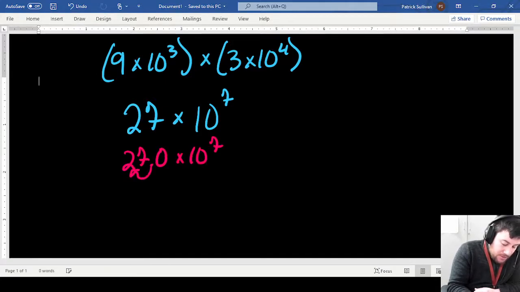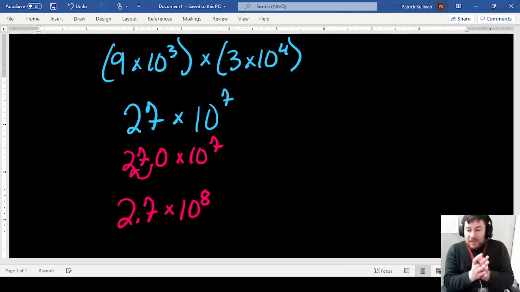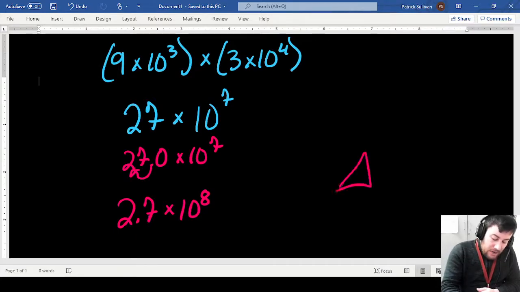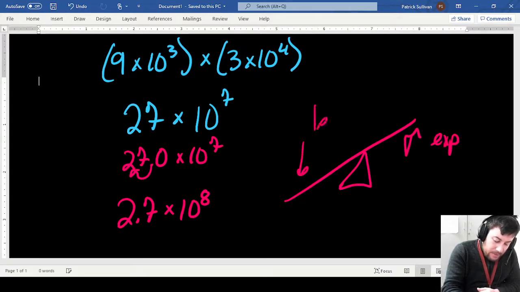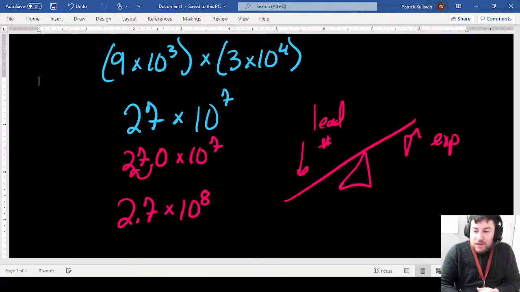Shift my decimal place over to the left one. So now I have 2.7 times 10 to the eighth. Again, I moved my decimal place to the left one, or decreased my lead value. Therefore, I needed to increase my exponent. Okay, so that is the basics of multiplying and dividing in scientific notation.